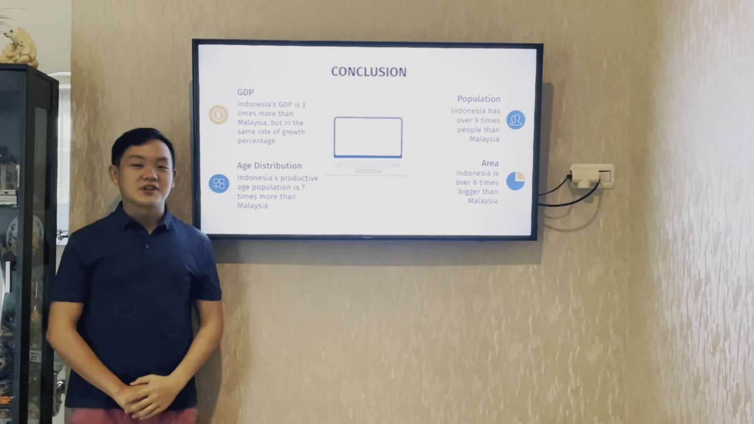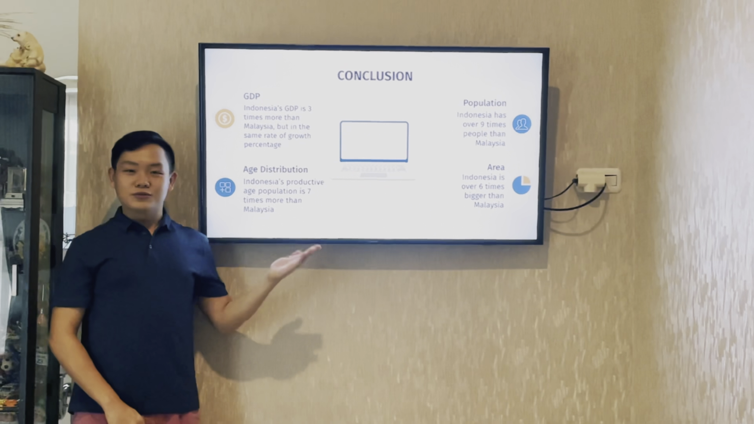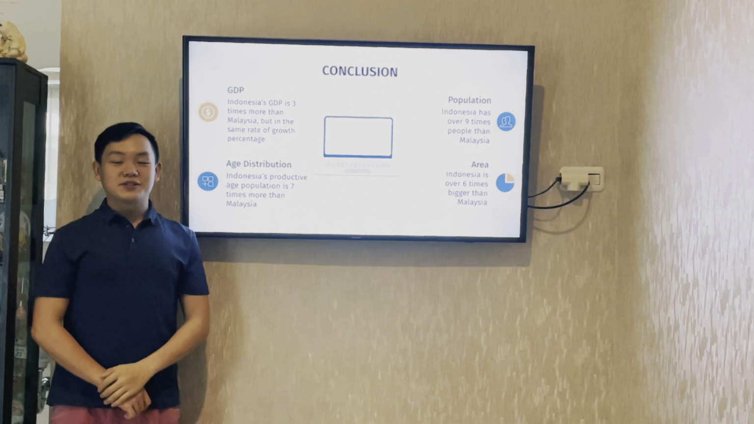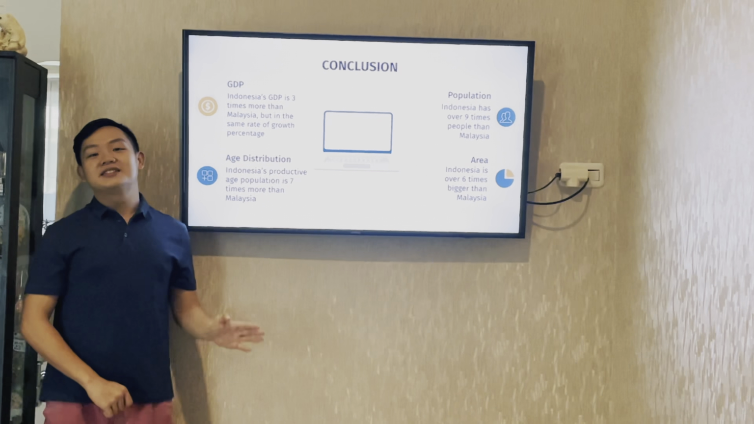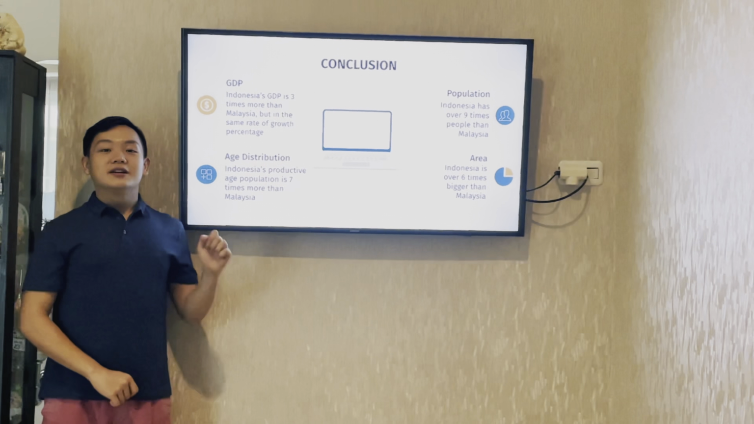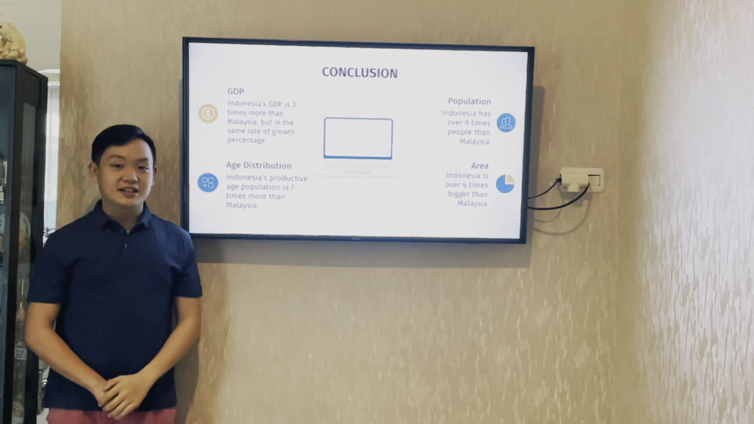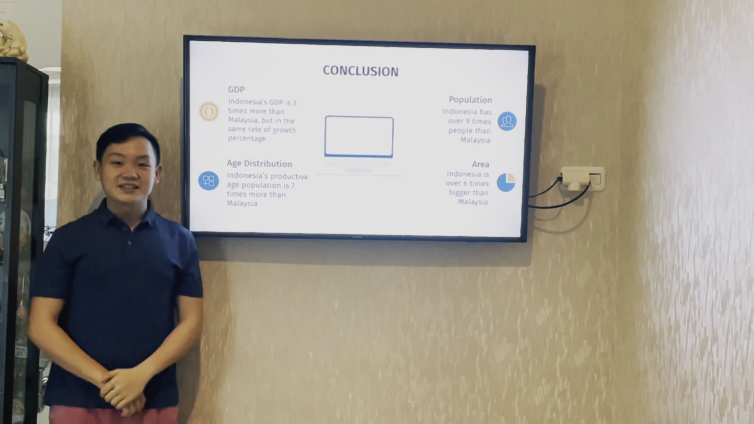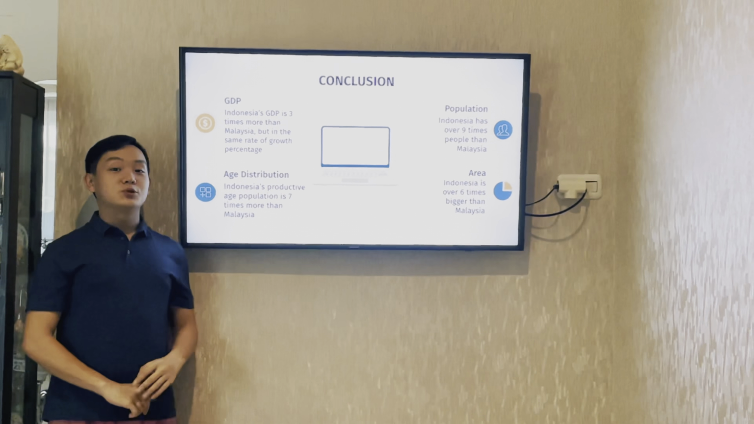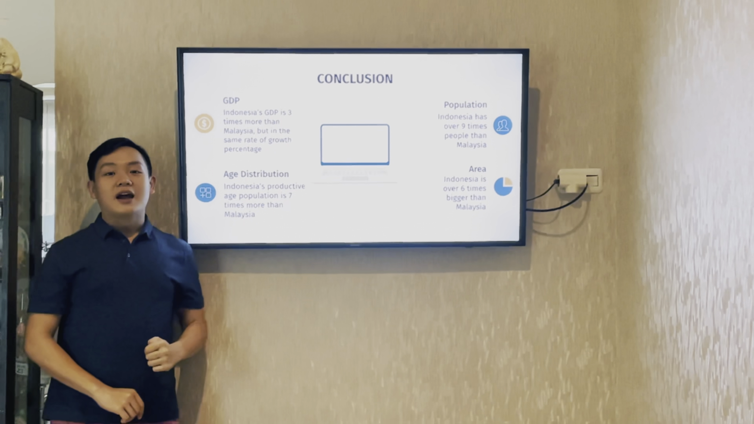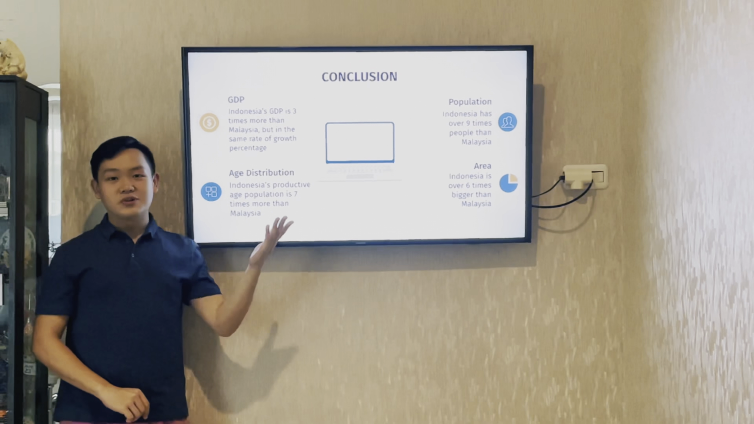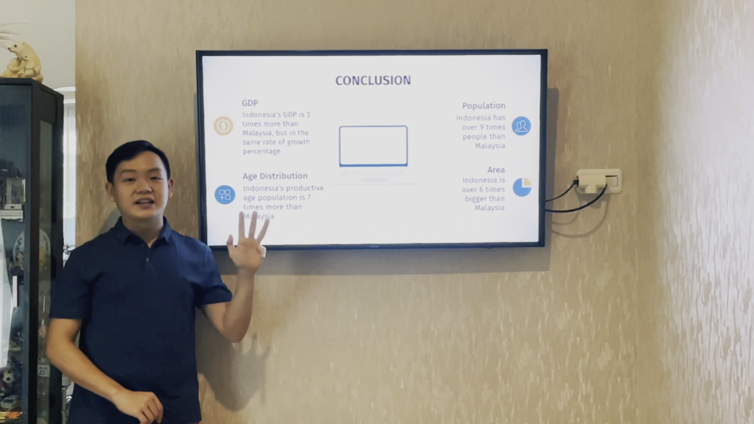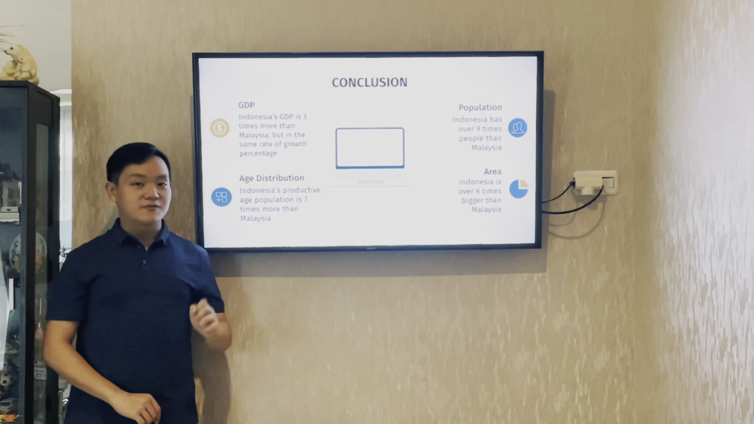And at last, to sum up, here are some conclusions as the answers for the questions before. First is about GDP. Indonesia's GDP is around 3 times more than Malaysia's GDP, but they are at the same ratio of percentage. And the question is why this could happen. And as the first answer is about the population, Indonesia has over 9 times more people than Malaysia, which is a very big number.